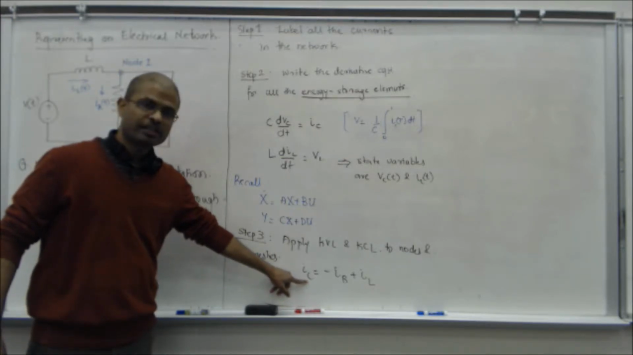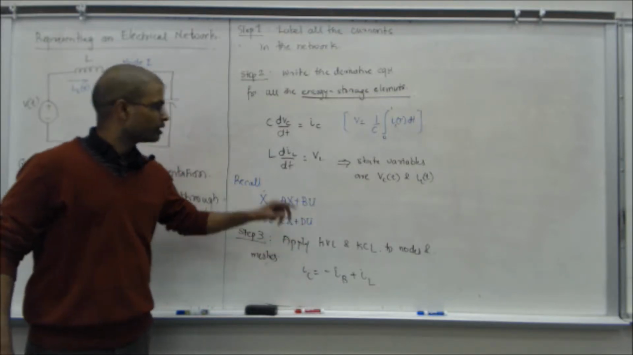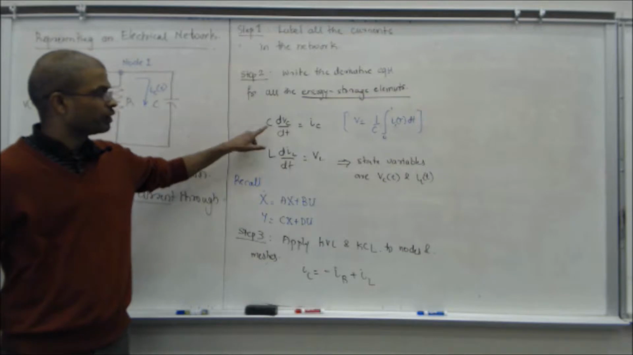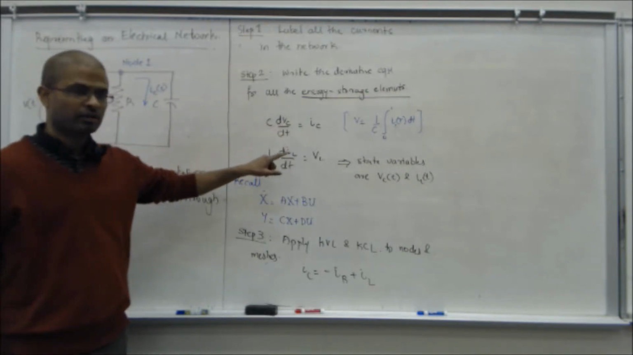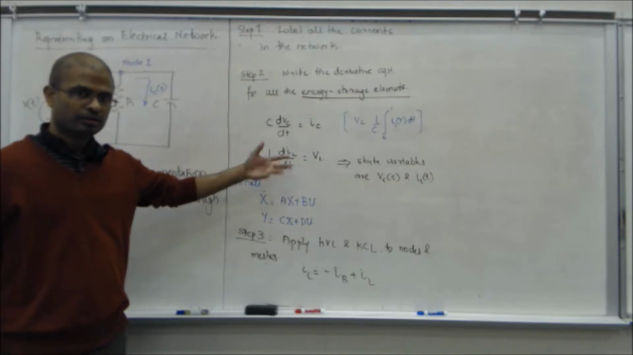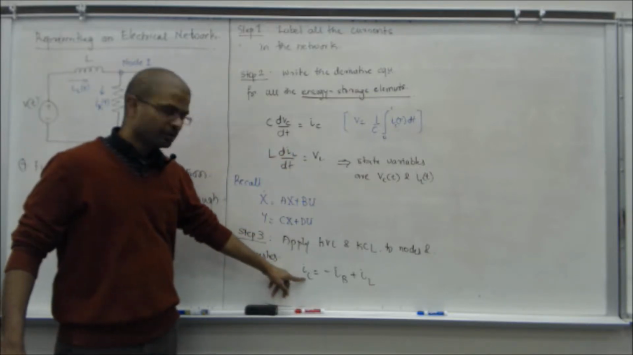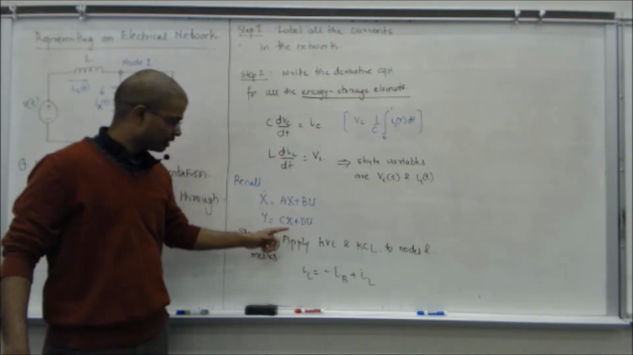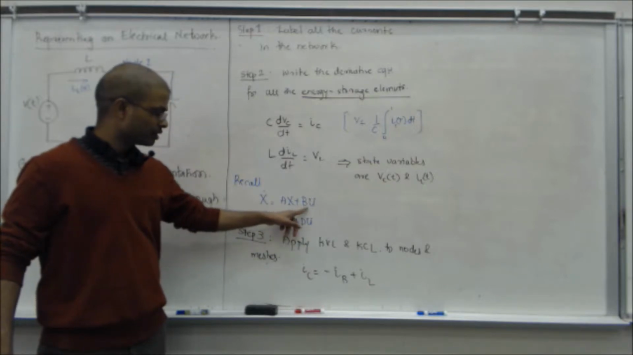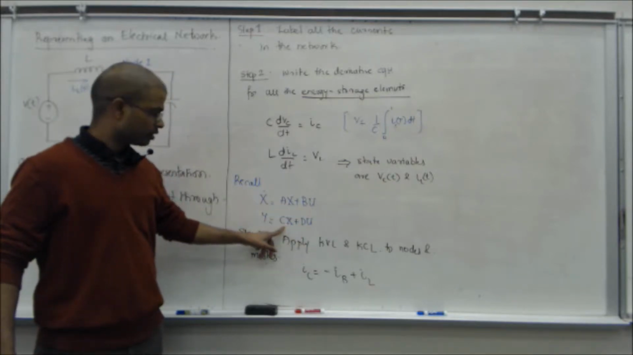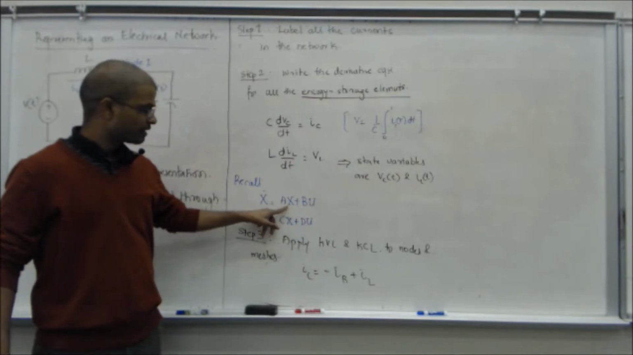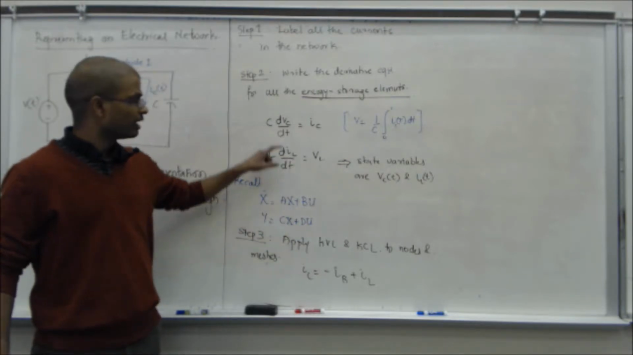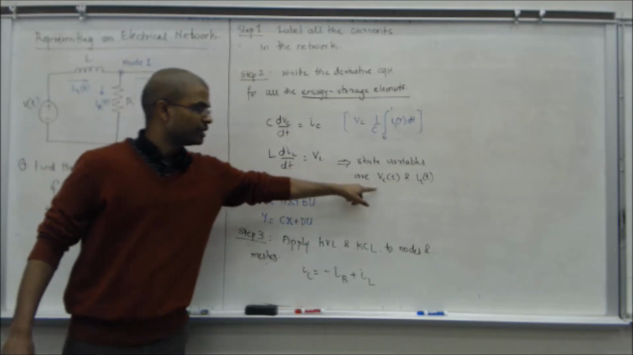You're isolating IC. You don't want IC, because everything has to be in terms of state variables. Everything has to be in terms of VC, IL. So IC, we cannot have that. This is a constant matrix, this is a constant matrix, this is a constant matrix. So these cannot be variables. Your X has already been defined as VC and IL.